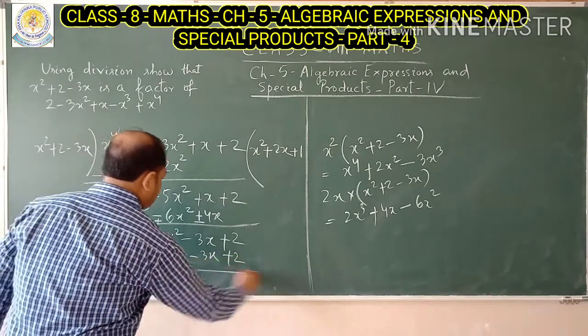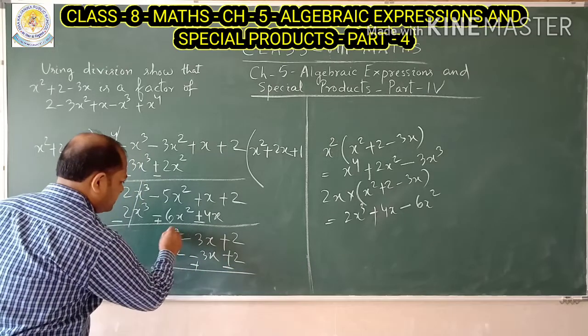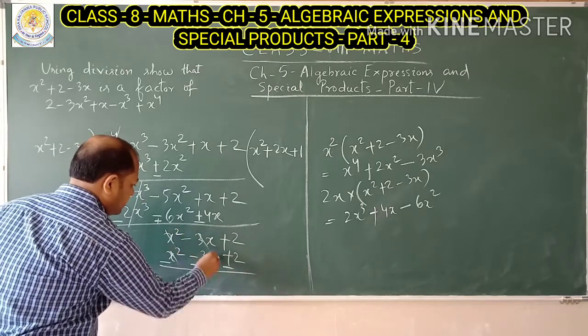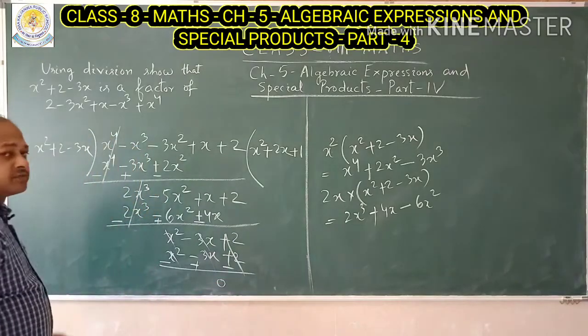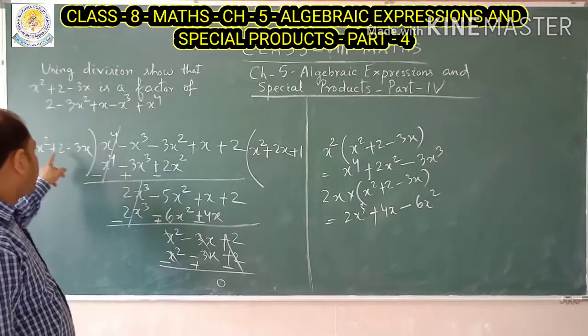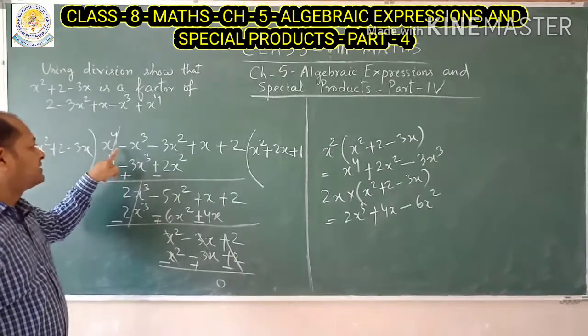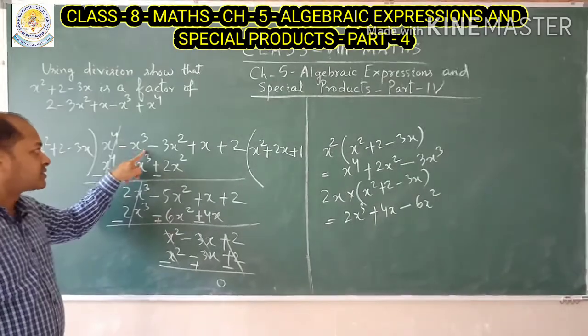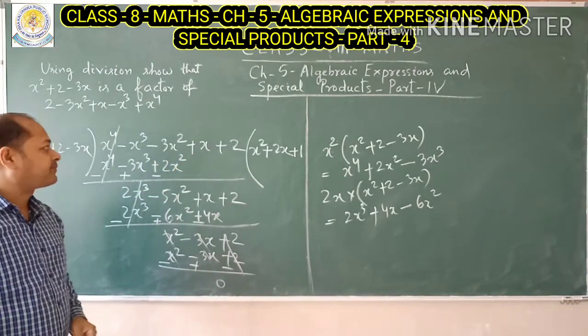So same term. Now look at here, if you do minus operation, all terms are cancelled. That means the remainder will be 0. It proves that x square plus 2 minus 3x is a factor of this dividend, that is x to the power 4 minus x2 minus 3x square plus x plus 2. Okay.